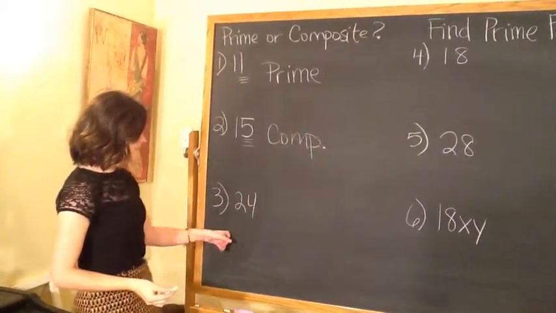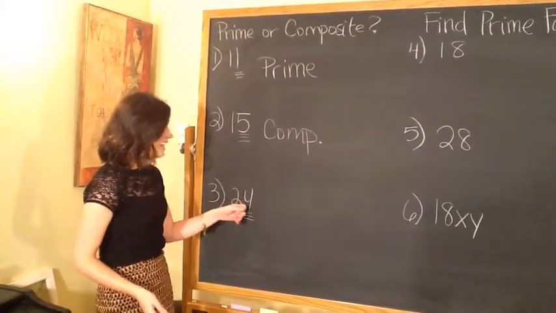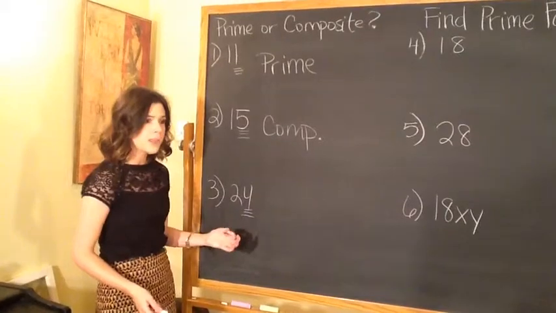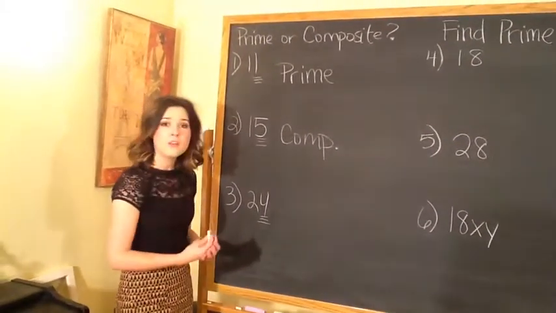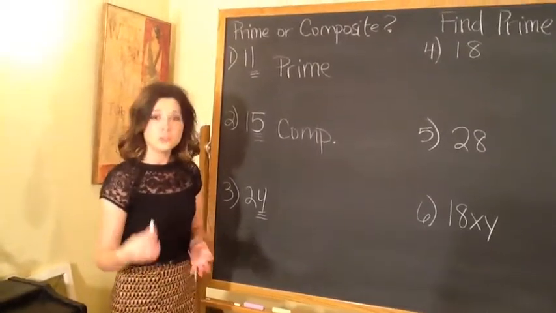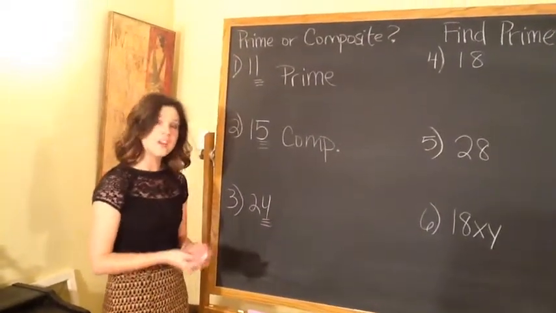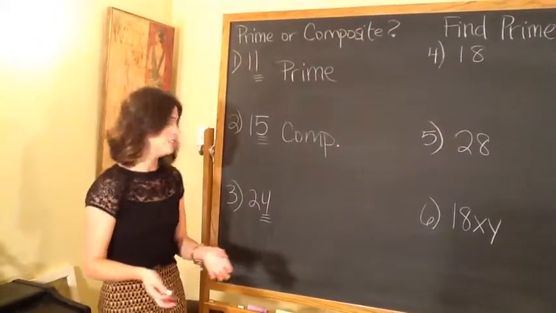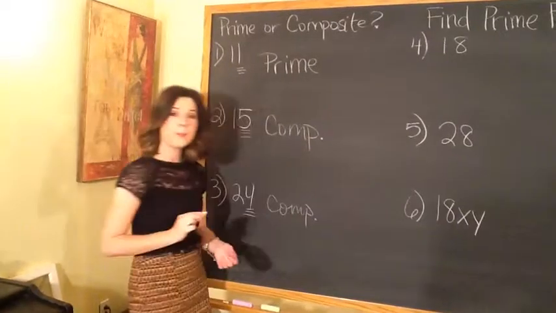All right, let's go ahead and look at this number, 24. The last digit is a 4, and that's an even number, so that means that 2 goes into this number. And if we remember our multiplication facts, we know that 2 times 12 is going to give us 24. So we obviously know it has more factors than 1 and itself. So this one is composite as well.